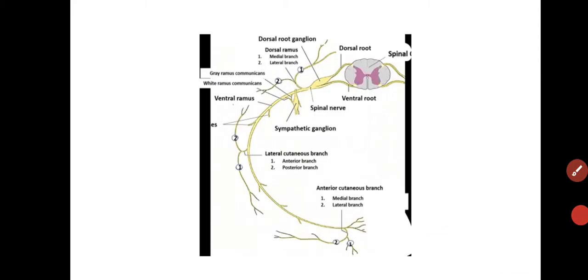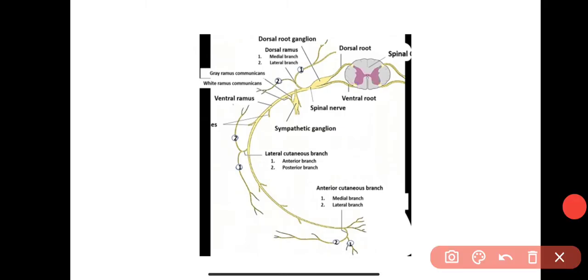This is the diagram showing the intercostal nerve. The intercostal nerve arises from the spinal cord. Here you can see this is the spinal cord. This is the anterior root, posterior root. This is the trunk, and the trunk divides into posterior rami and anterior rami. The anterior rami form the intercostal nerve. On the lateral side it gives the lateral cutaneous branch, and on the anterior side it gives the anterior cutaneous branch.